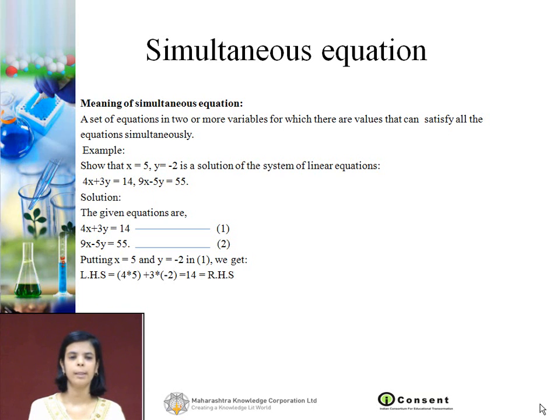Now put x is equal to 5 and y is equal to -2 in the first equation. Left hand side of the first equation is equal to 4 into 5 plus 3 into -2, which is equal to 14. That is nothing but the right hand side of the first equation.